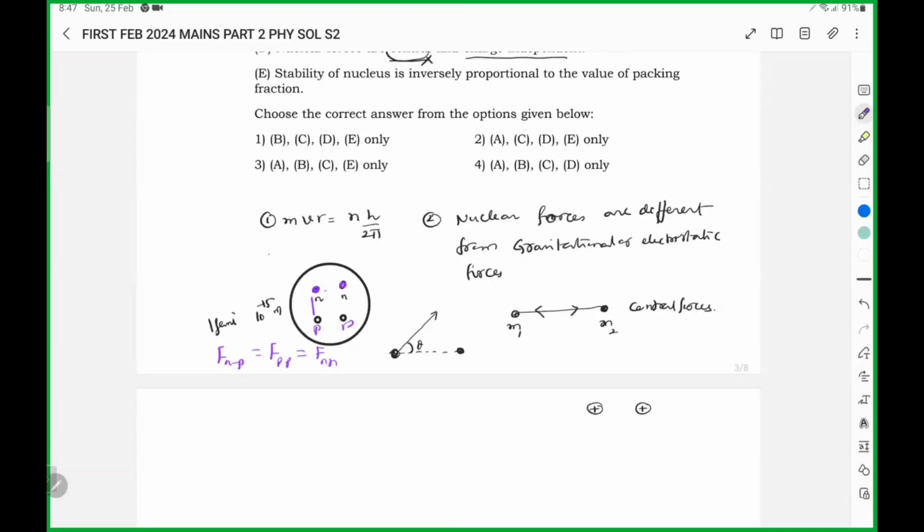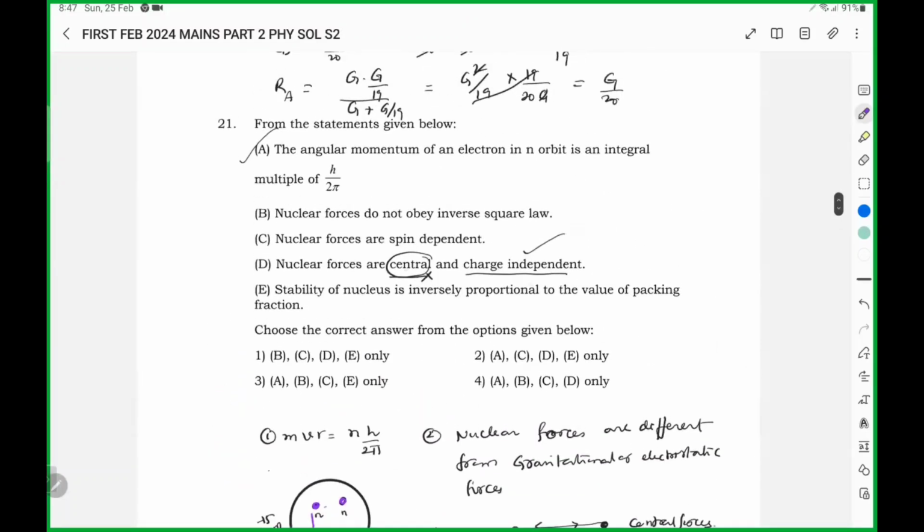And these are charge independent. It does not depend on the charge. So nuclear forces attract each other with equal forces. So charge independent is correct, central is not correct. So this statement is wrong.